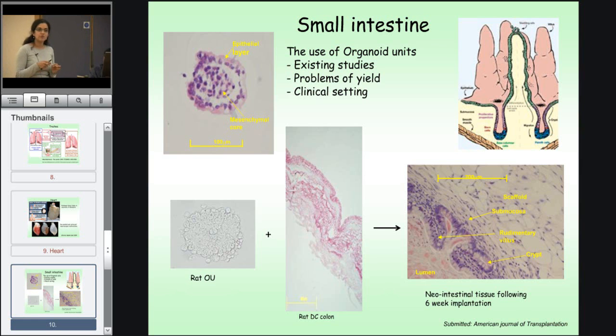We saw tissue that resembles pretty much normal intestinal tissue. So this is neo-intestinal tissue. And you can see here the crypts that you would normally see. You can see there, and you've got the submucosa, and interestingly, there's small blood vessels. All the cells that are normally found in a normal piece of tissue were present in that piece of neo-intestinal tissue, engineered tissue.